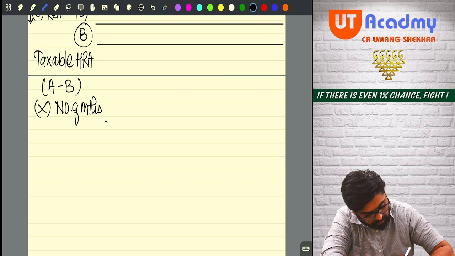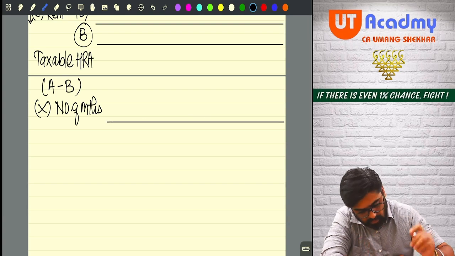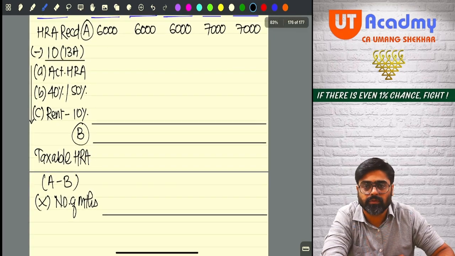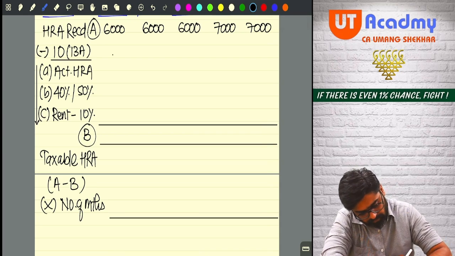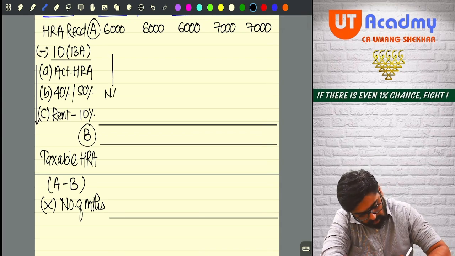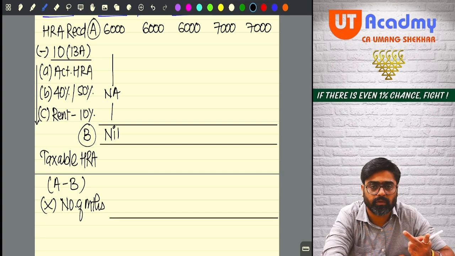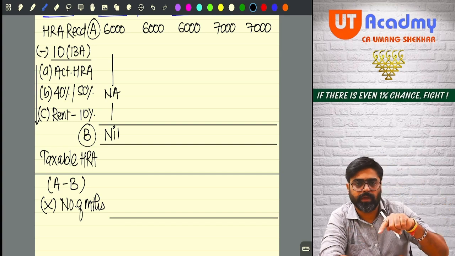And then I will get the final answers. Okay. Now I will have to fill in the blanks. Ready everyone? First 2 months, this is not applicable. HRA exemption will be nil. Why? Because for first 2 months, there is no rent paid. So 6,000, there is no exemption.